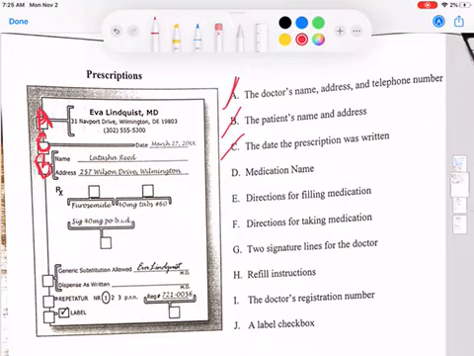Next is the medication name. So there it is. And the directions for filling the medication should be right next to it. So this tells the pharmacy that they need 60 40 milligram tablets. Directions for taking a medication right here is F, and I know this is in code, but it means take 40, so this PO means it's an oral medication.